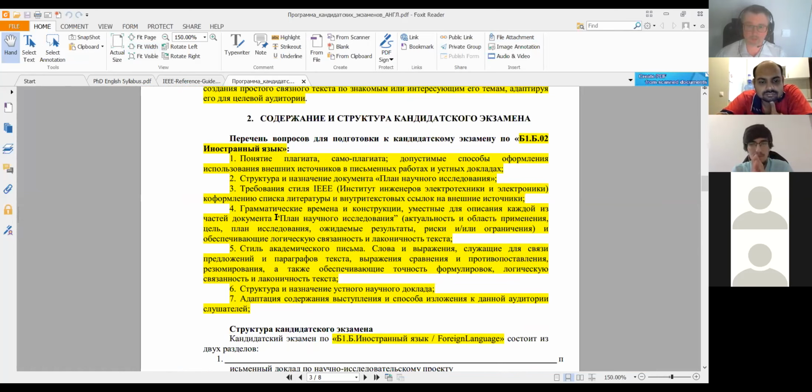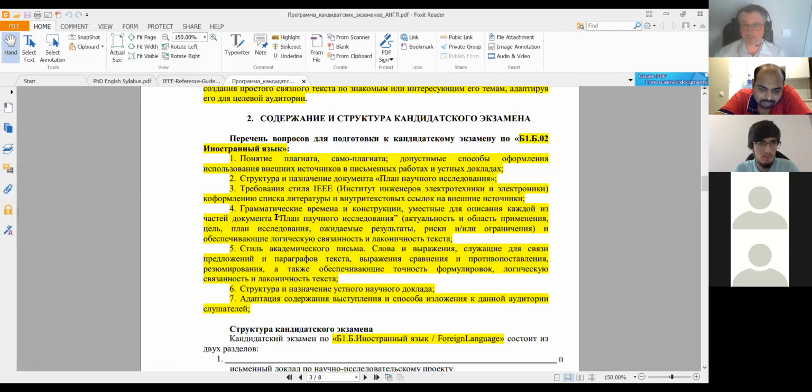Number one is plagiarism and the ways of dealing with plagiarism. The next one is the structure for your research proposal. Number three is IEEE referencing style. So you should know and be able to use the conventions of IEEE. Number four is basic grammar that you will need to use for your research proposal.